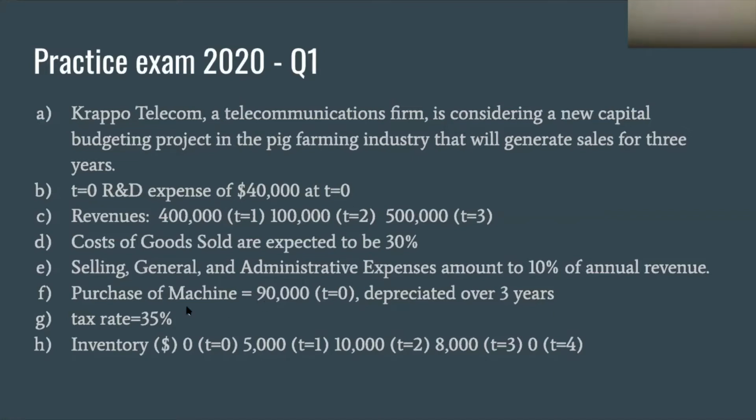We know that the purchase of the machine is 90,000, and that is laid out at year 0, and it's depreciated over 3 years. We know that the tax rate is 35%, and we know that in order to conduct this project, they need new inventory, additional to what they already have. So we know that the additional inventory will be 5,000 at year 1, 10,000 at year 2, and 8,000 at year 3, and then going back to 0 at year 4 when the project is over.